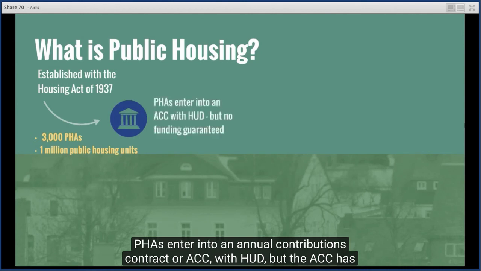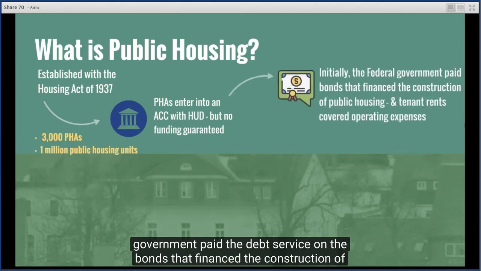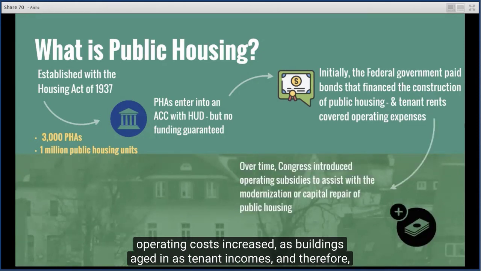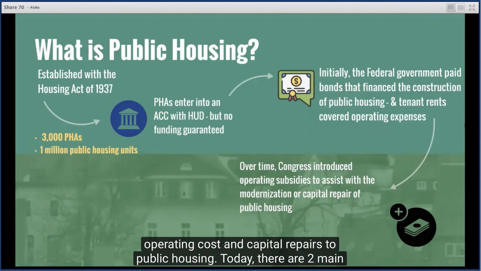PHAs enter into an annual contributions contract, or ACC, with HUD, but the ACC has no funding guarantee or any agreed-upon funding levels. Initially, the federal government paid the debt service on the bonds that financed the construction of public housing, and PHAs used tenant rents to cover operating expenses. Over time, as operating costs increased, as buildings aged, and as tenant incomes and therefore rents decreased, the Congress introduced various attempts to help subsidize the operating costs and capital repairs to public housing.